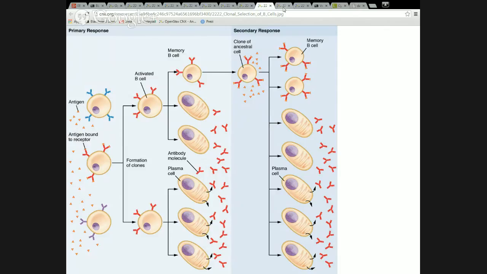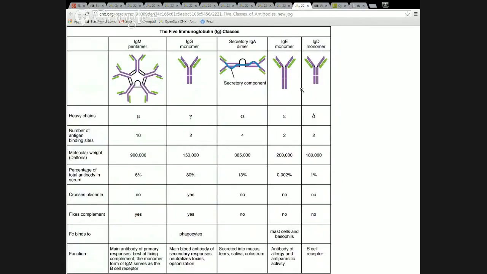So the last type is IgE, which is very, very rare, 0.002%, 2/1000th of a percent. They might as well not exist. They're such a small fraction, but they are there. And what's important about them is that they associate with mast cells and basophils.